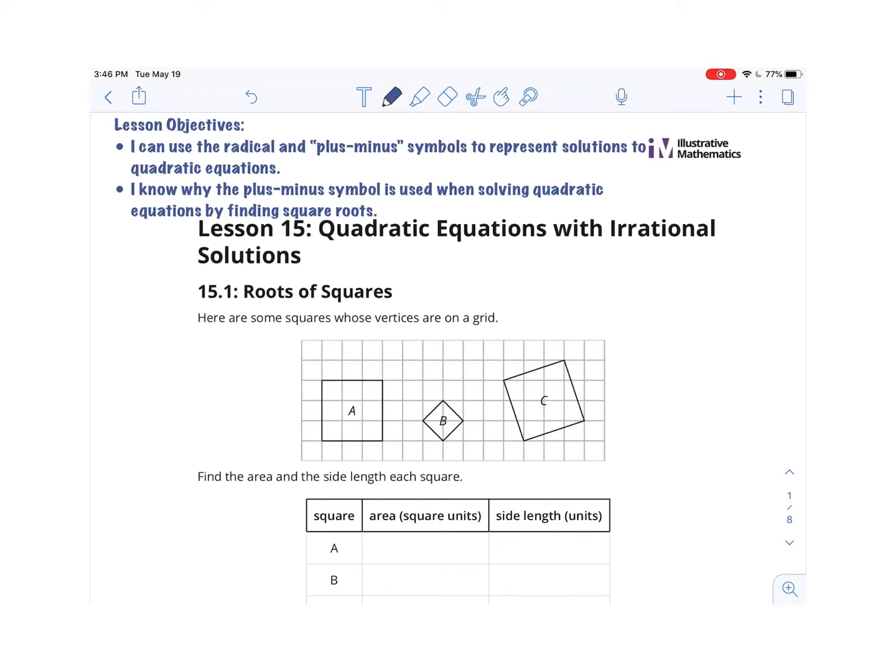Hi everyone, these are the notes for lesson 15, quadratic equations with irrational solutions. Our objectives today are: I can use the radical and the plus minus symbols to represent solutions to quadratic equations, and I know why the plus minus symbol is used when solving quadratic equations by finding square roots.